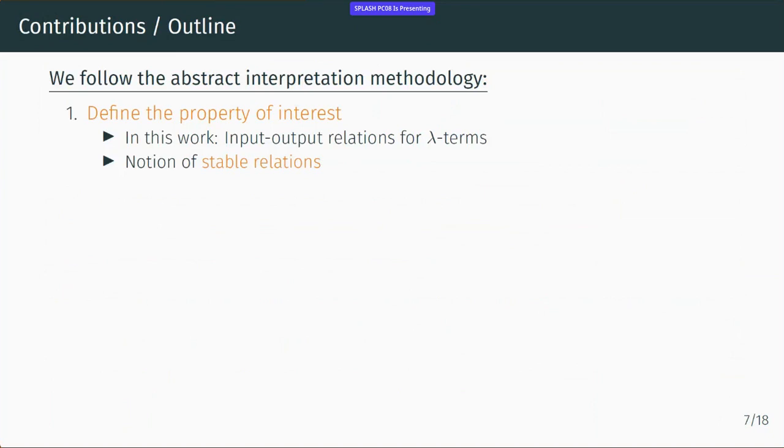So the contribution of this work, which is also the outline of this talk, is as follows. We follow very closely the methodology provided by the abstract interpretation framework. Let me remind you what this is if you are not familiar with it. First, we define what property we're interested in. In this work, the property is these relations between input and output for lambda terms. To this end, we introduce a notion of what we call stable relations. I come to that later.